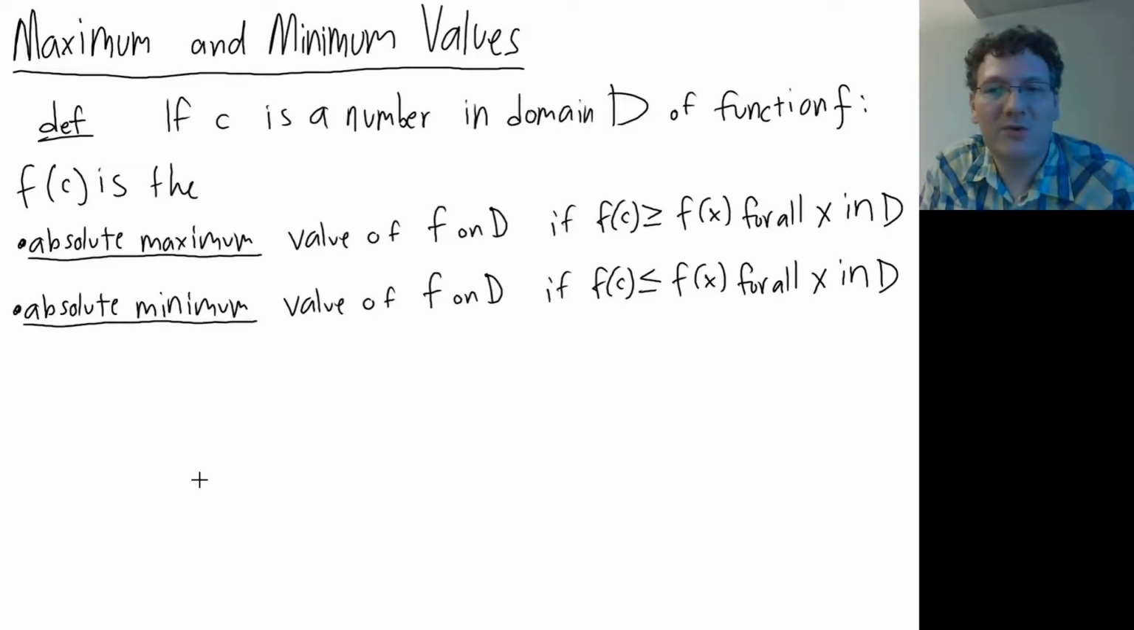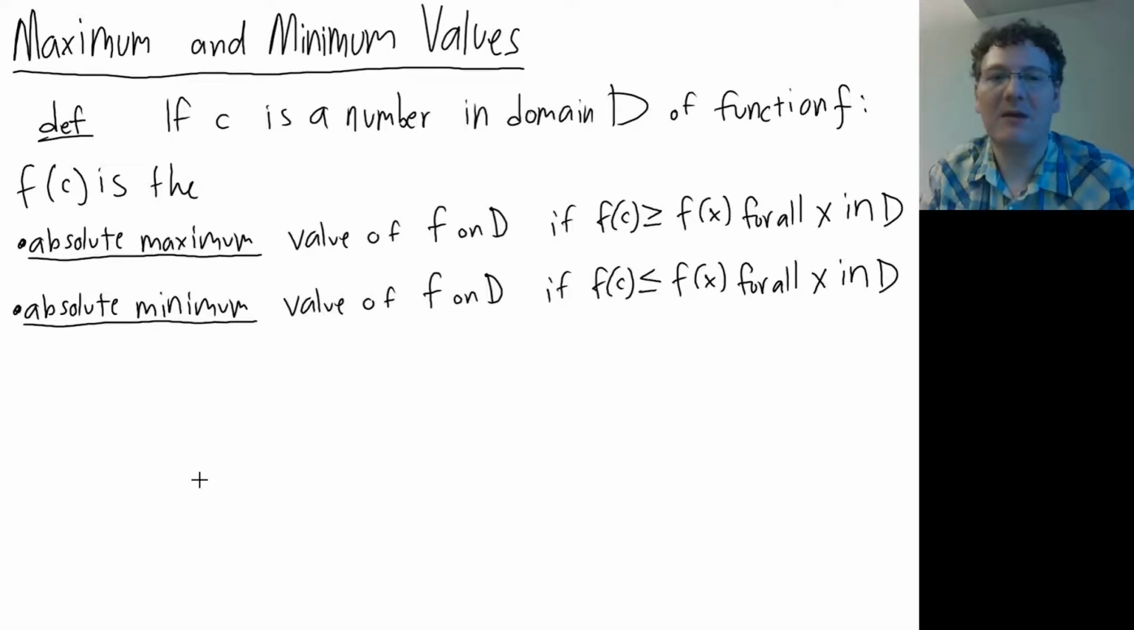All right, so first we're just going to define this. If you have c, some number in the domain D of some function f, we say f of c is the absolute maximum value of f on this domain D if the function value at c, f of c, is greater than or equal to f of x for all other values of x in the domain. Basically, nowhere in the domain can you attain a higher value than f of c. Then it's the absolute maximum value of the function.